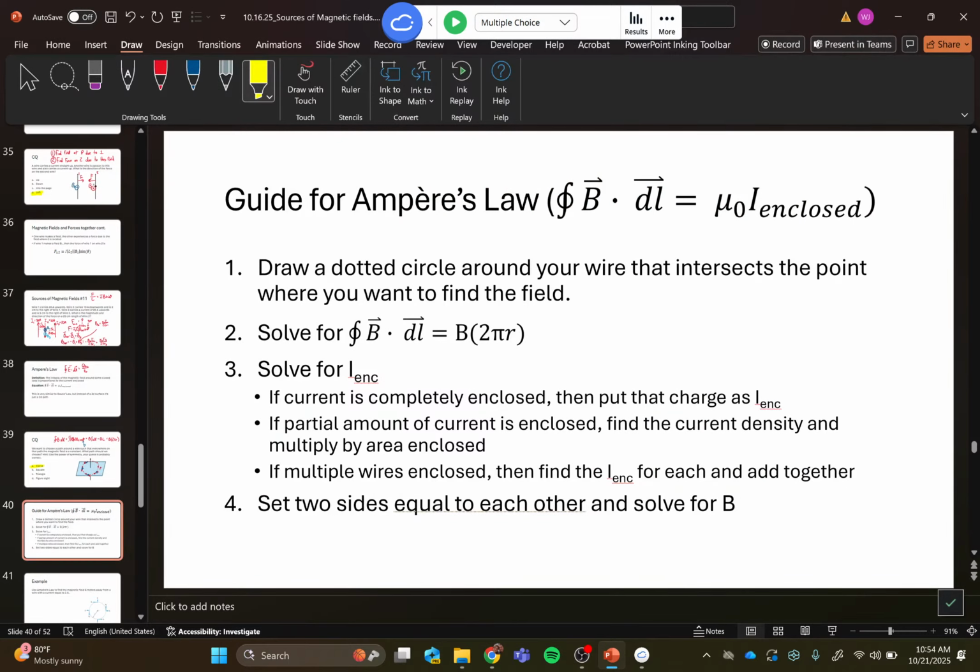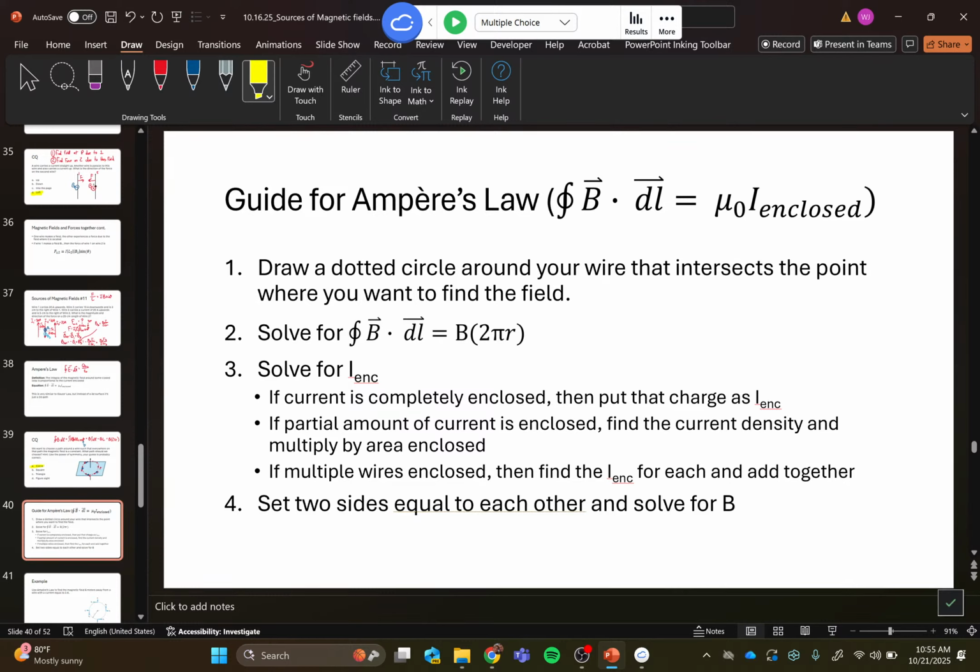So look at that. All right, so how do we do Ampere's law? Same way we do Gauss's law, kind of sort of with some modifications. Draw a dotted circle. It's always going to be a dotted circle. Draw a dotted circle around your wire that intersects the point you want to find the field at. Solve for B dot dL. It always ends up being B times 2 pi r because it's always a circle, where r is the distance to the point that you care about. It's the radius of that circle you drew.